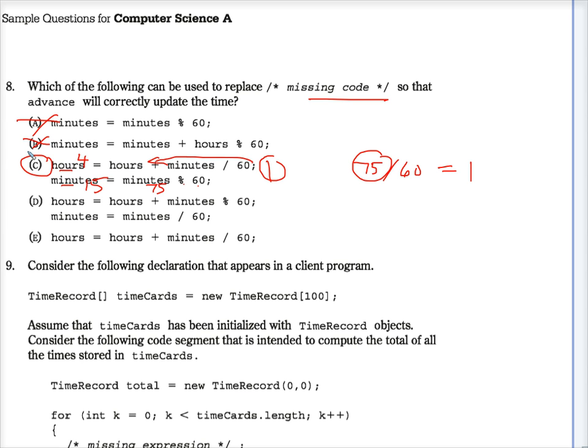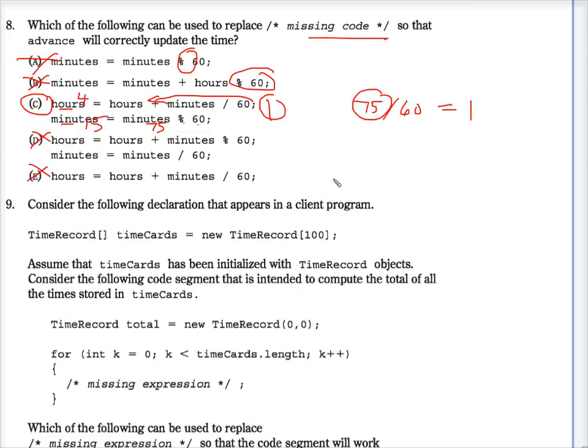None of these other ones come close to working. Well, maybe close, but they don't work. C works. For the AP exam, please review MOD, and especially in the context of working with time. 60 minutes in an hour, 24 hours in a day. That's called clock arithmetic, and it makes use of modulus, or the mod operator.